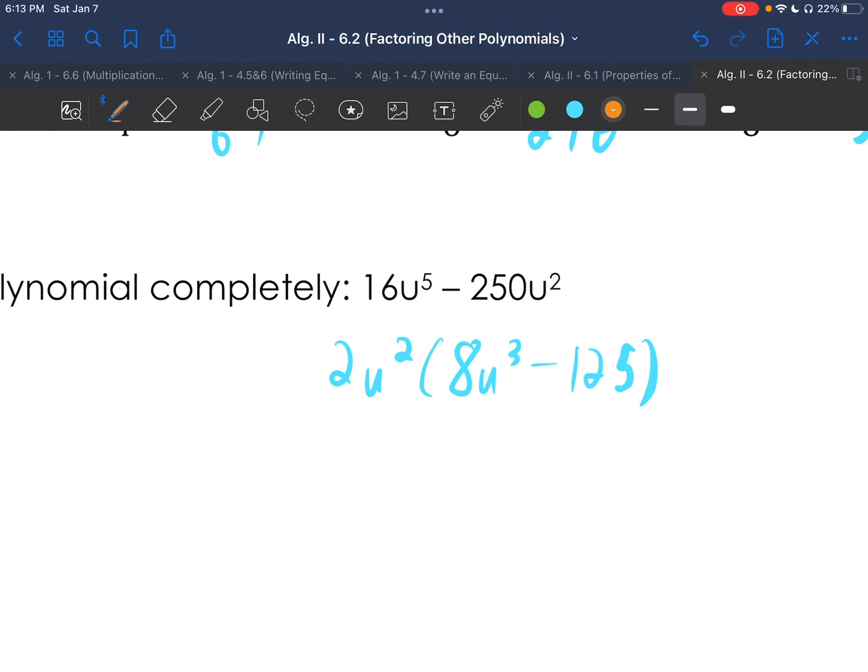So 8u cubed is really 2u times 2u times 2u, because 8 is 2 cubed, and u cubed is, well, u cubed. Then 125 is 5 cubed, so it's 5 times 5 times 5. So that's our difference of two cubes. So how we progress from there is we do the binomial and the trinomial. 2 terms and 3 terms.